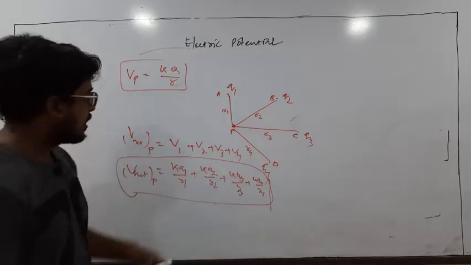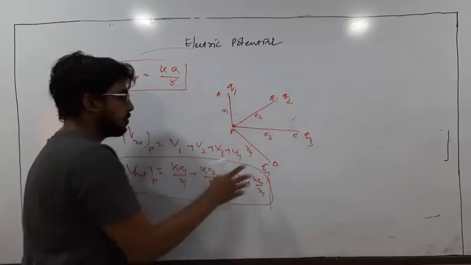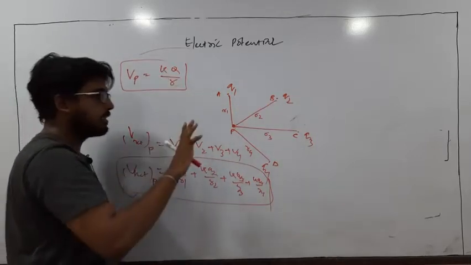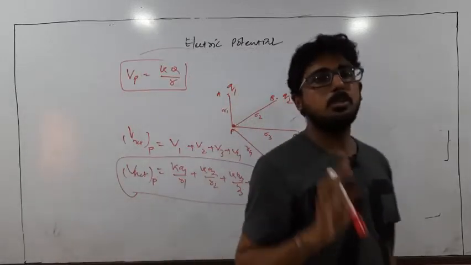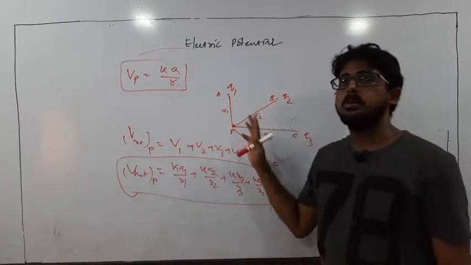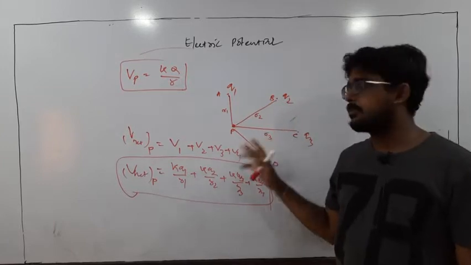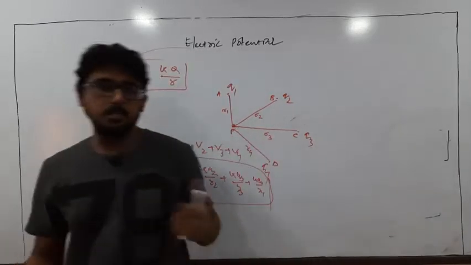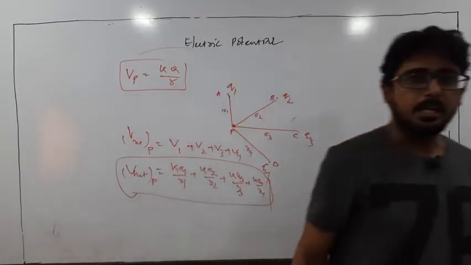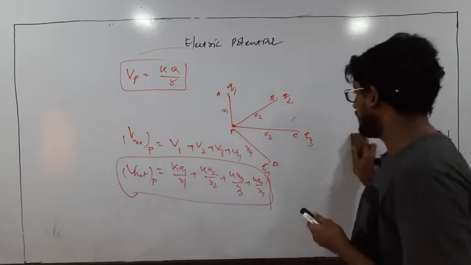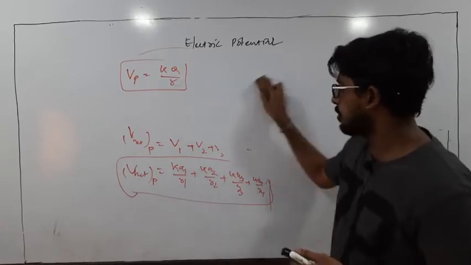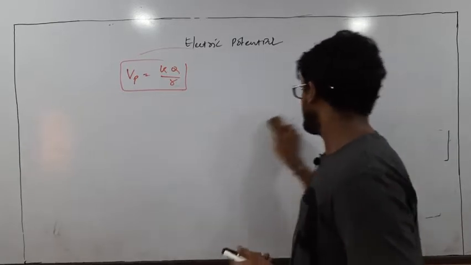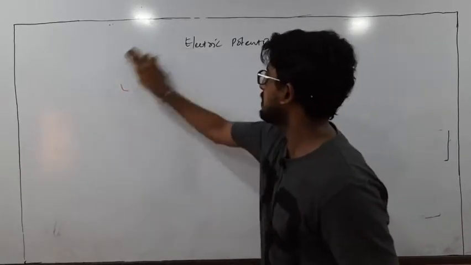Clear? So the potential at a point due to a single point charge is this much, and the electric potential depends upon the sign of the charge. For positive charge it is positive, for negative charge it is negative. Clear? The unit of potential is volt or joule per coulomb in SI and statvolt in CGS, and the relation between volt and statvolt is 1 volt equals 1 by 300 statvolt. Okay, and potential is a scalar quantity because it is independent of the direction.